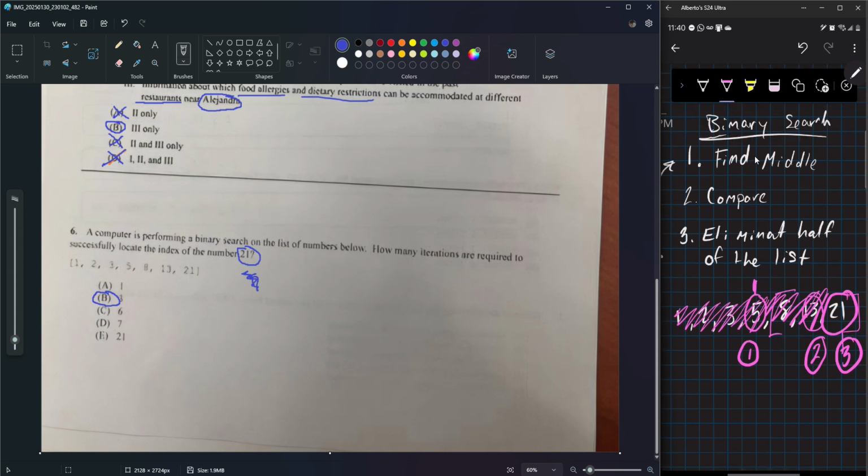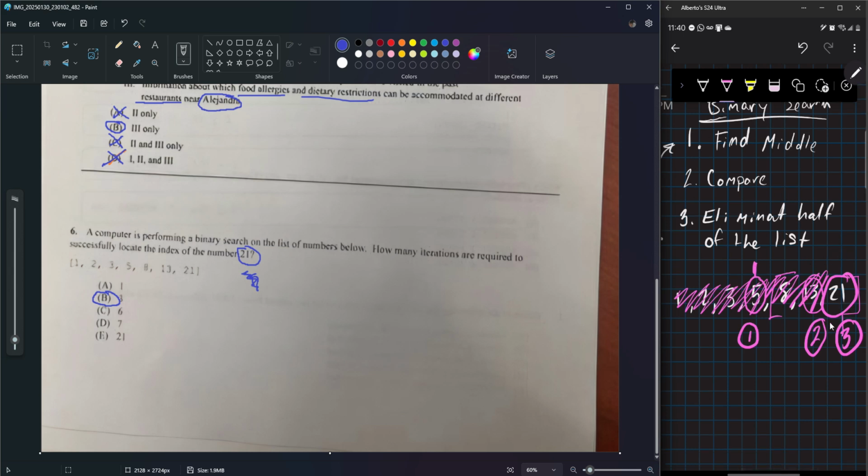So again, you don't need to know the exact definition, but you need to know how to perform binary search, because these questions are going to be on your exam.